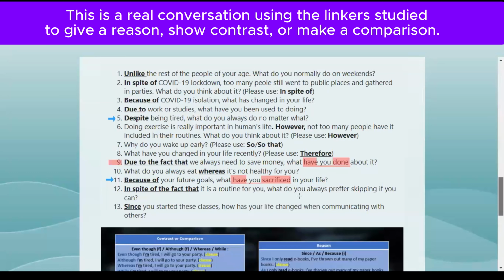Please, the final question. Unlike the rest of the people of your age, what do you normally do on the weekends? It's a good question. I feel like I'm doing all of what the people of my age do on the weekends.